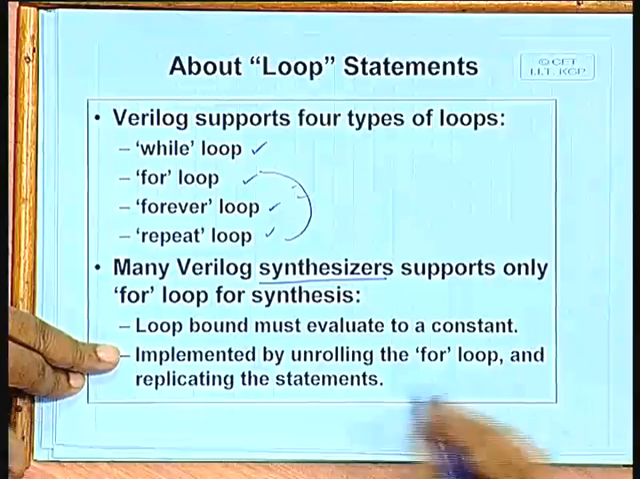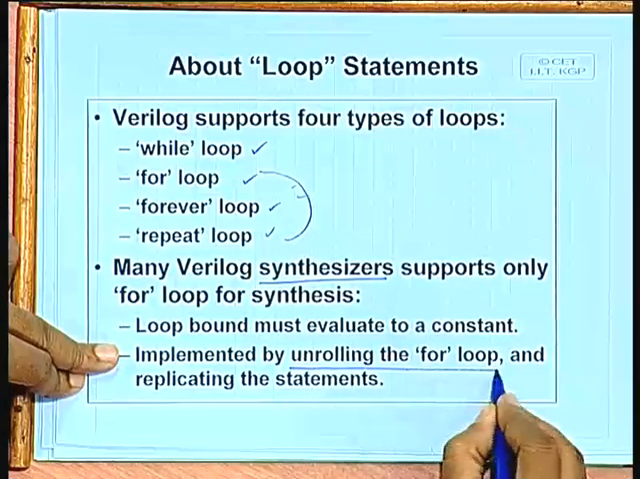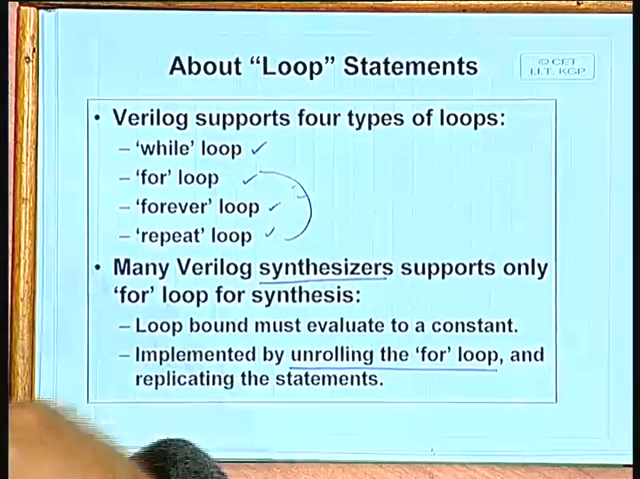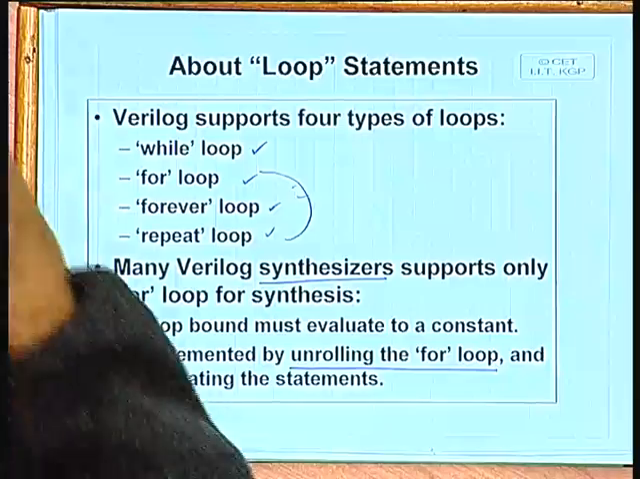You will have to specify how many times the loop is executing exactly, because the way the synthesizer will work is that it will typically unroll the for loop. If the loop is executing 10 times, it will create 10 copies of the body, then it will try to optimize and then synthesize, right, because implementing a loop as such may not be very efficient.